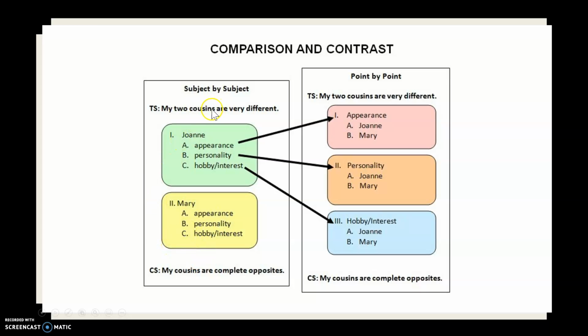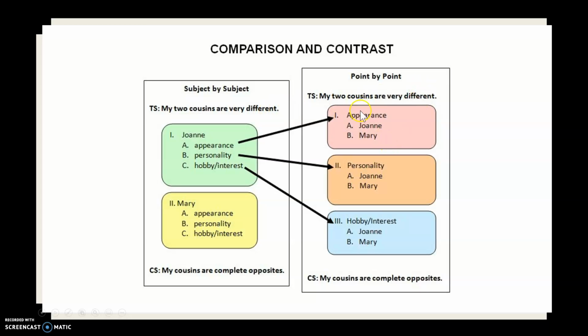So you can see in subject by subject, under your topic sentence, you talk about one subject, the attributes of it, second subject, attributes of it, but you still want to talk about the same attributes so that you're using a good strong grounds for comparison. And point by point, you arrange it a little differently.